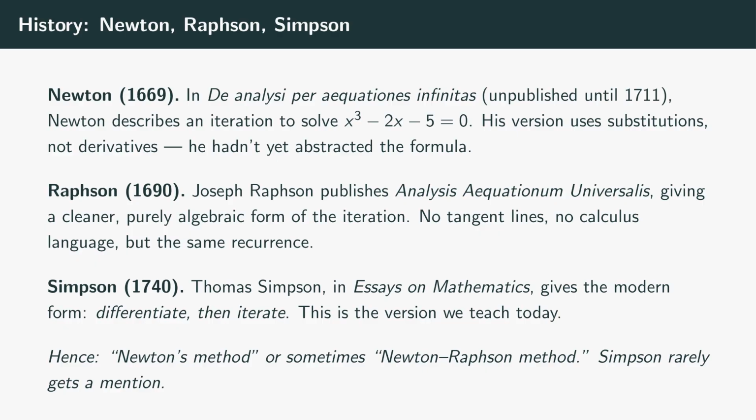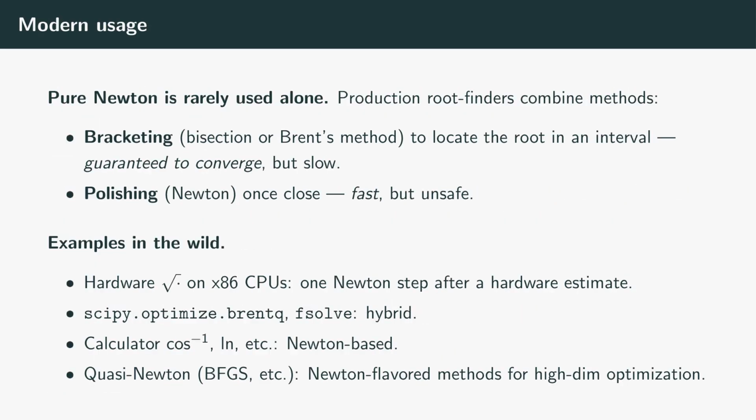How is Newton's method used today? Mostly, it's used inside something else. Pure Newton's method is rarely deployed on its own because the failure modes are too easy to trigger. Production root finders are hybrids. The standard pattern is first use a slow but bulletproof bracketing method like bisection or Brent's method to corner the root in a narrow interval.